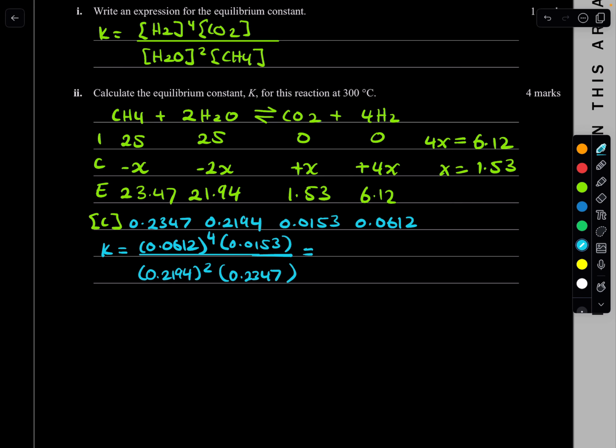0.0612 to the power 4. Is that right? So 0.0612 to the power 4 times 0.0153. So 0.0153 times 0.2194 squared times 0.2347. So 0.2347 done. Enter. Then we get a nice answer. So we get basically again 1.9. So 1.90 times 10 to the power of 1, 2, 3, 4, 5. Then a negative 5. And what's the unit?